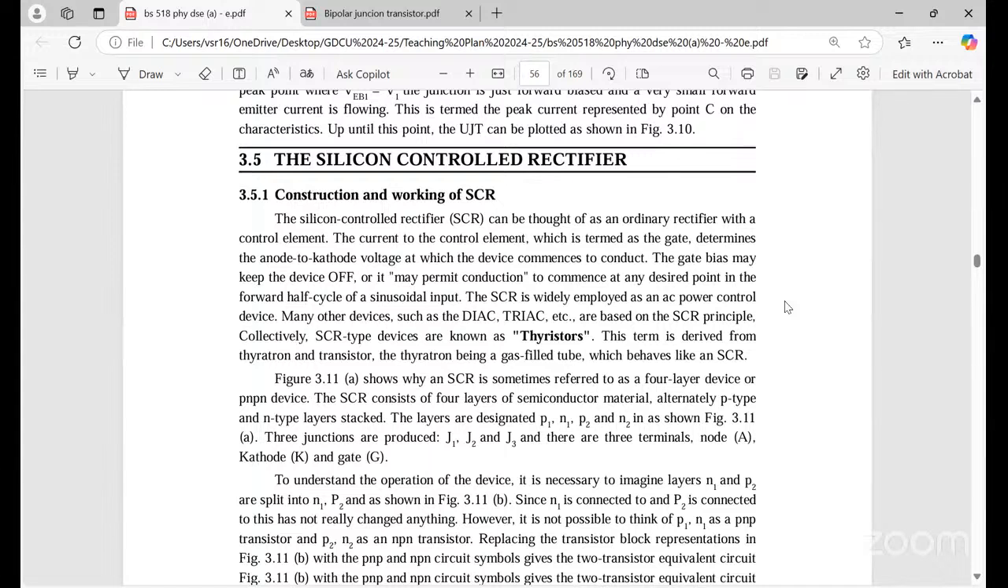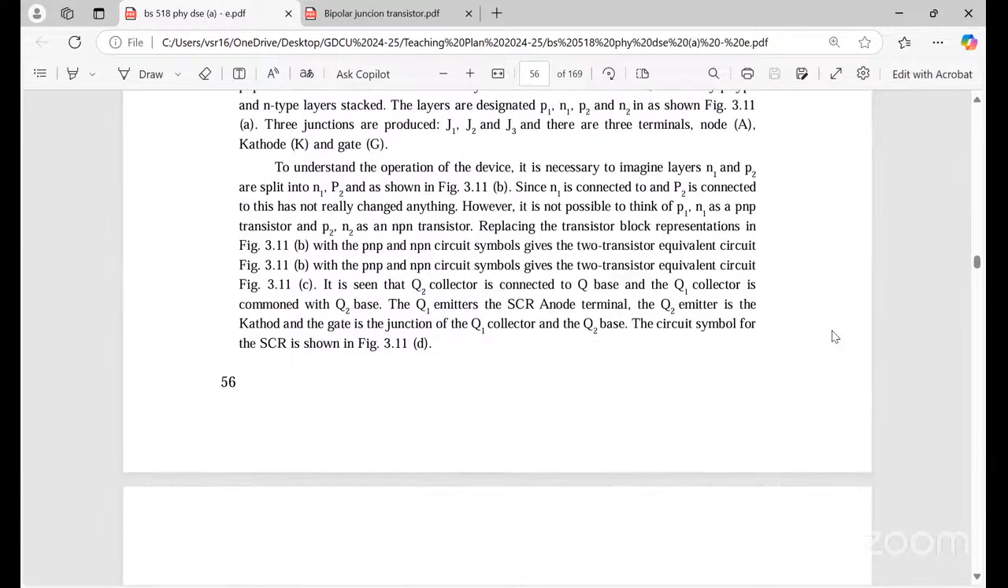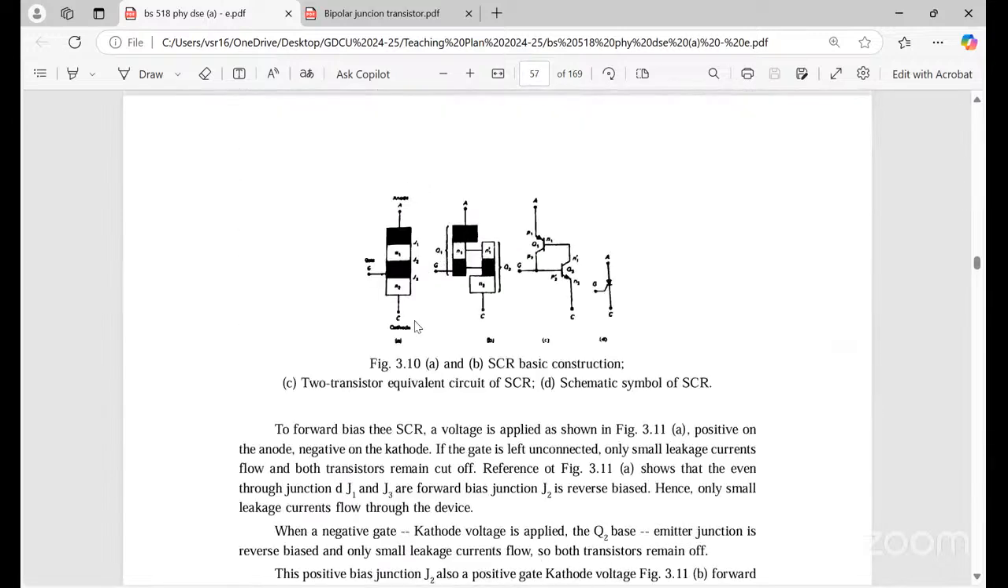There are 3 junctions. In a BJT, 2 junctions are there, 2 diodes. Here, 3 junctions are produced, J1, J2, J3. There are 3 terminals. One is the anode, another one is the cathode, and the third one is the gate. Okay, this is the case.